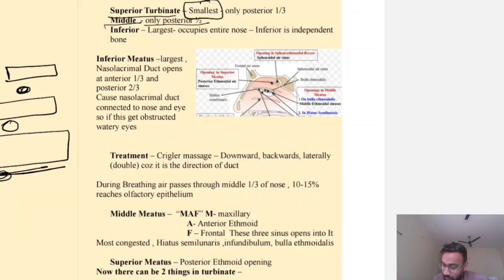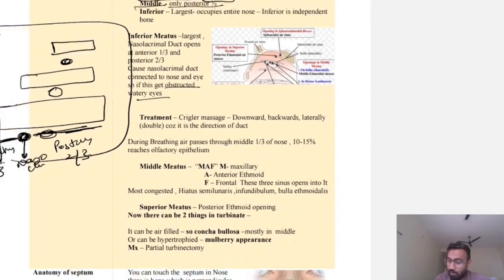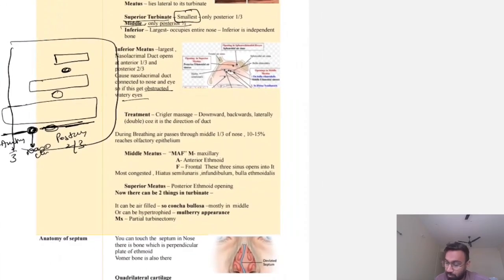So this is anterior one third and posterior two third. In between these there is an opening, that is nasolacrimal duct opened here. The nasolacrimal duct connects nose to the lacrimal gland. It gets opened here. If it gets obstructed, are you getting the point? This is the lateral wall. If there is obstruction at nasolacrimal duct, obviously patient will have watery eyes.